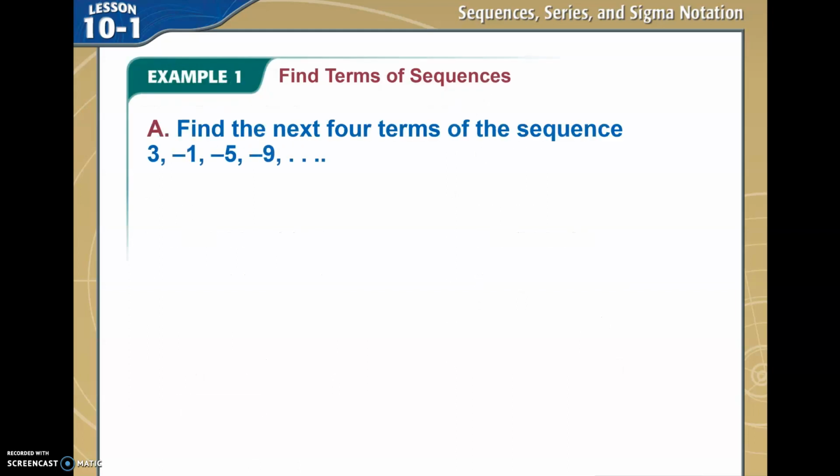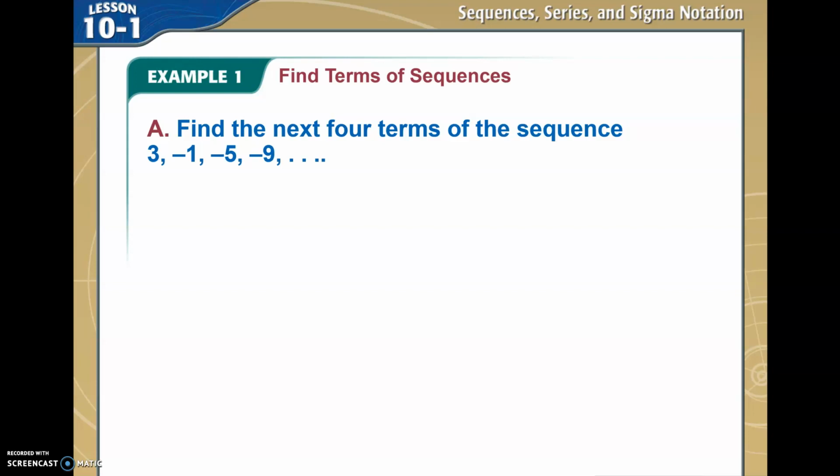Next, here we have a question. Find the next 4 terms of the sequence. What is the sequence? 3, -1, -5, -9. First of all, is this a finite sequence or an infinite sequence? Decide this. Next, you are going to find 4 terms. Before I start explaining how you are going to find these 4 terms, pause this video for a second and try to figure out what the next four terms are.